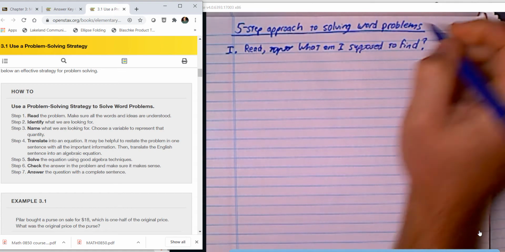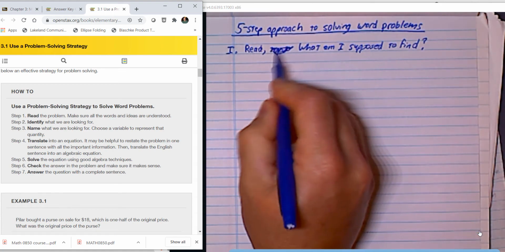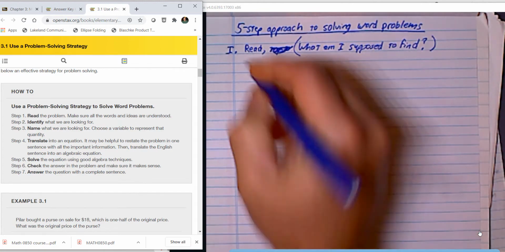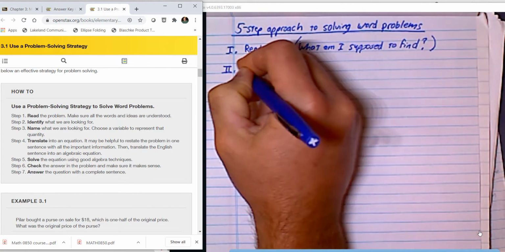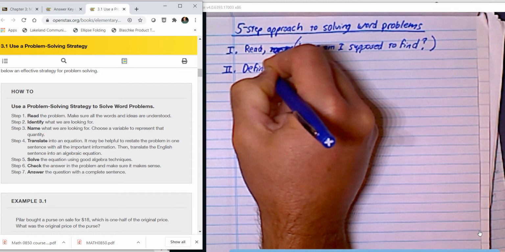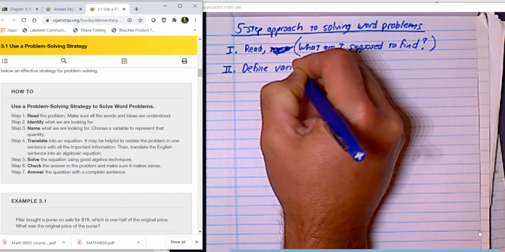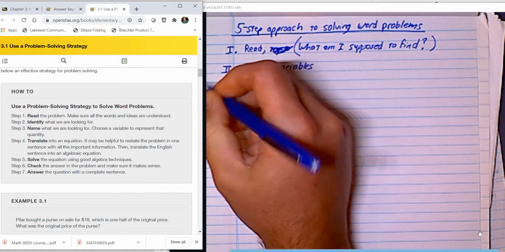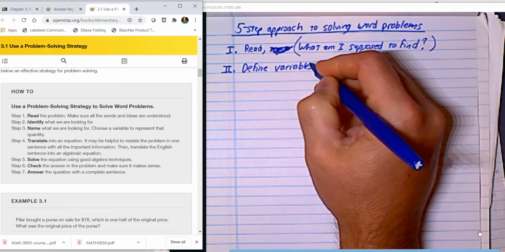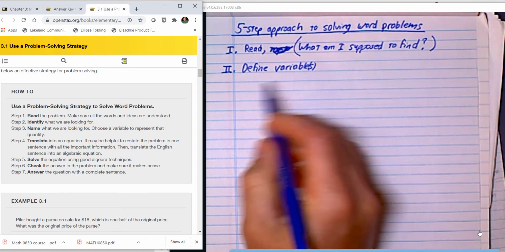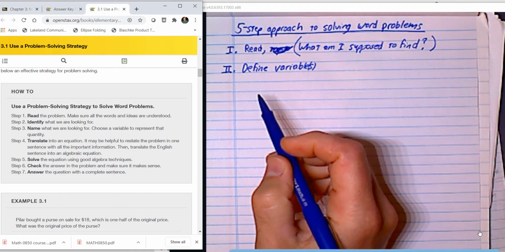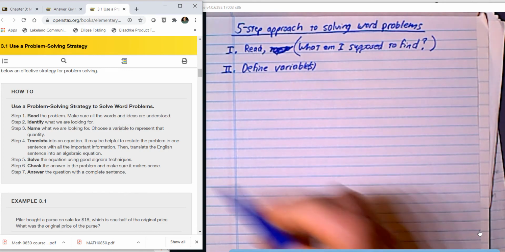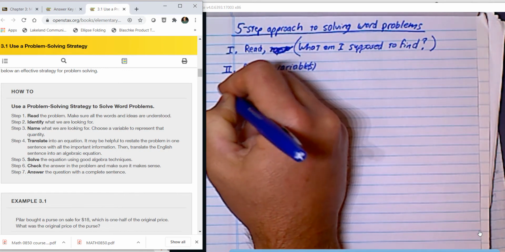You don't read a word problem like you read a novel. You read it with a purpose. What am I supposed to find? That's really what step 1 is all about. Step 2, I like to say we like to define the variables. This corresponds to their step 3, where they say name what we are looking for and choose a variable to represent that quantity. I'll put the variables, the S in parentheses, because we'll start doing problems with one variable, but sometimes it's easier when you have more than one, as we'll see as we proceed through the course.